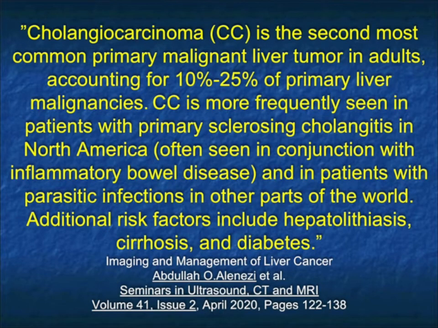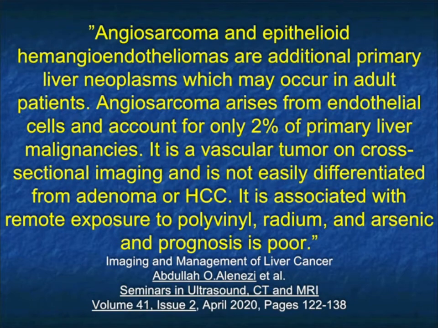hepatoma, other big tumors. Cholangiocarcinoma is the second most common primary tumor. Cholangios are more frequently seen in patients with primary sclerosing cholangitis, often seen in association with inflammatory bowel disease, and in the rest of the world with parasitic infections. There are other risk factors, including cirrhosis and diabetes. Now, cholangiocarcinomas often have intrahepatic duct dilatation. Hepatomas typically do not, so that can be helpful. And cholangios occasionally are vascular, but typically not as vascular as hepatoma.